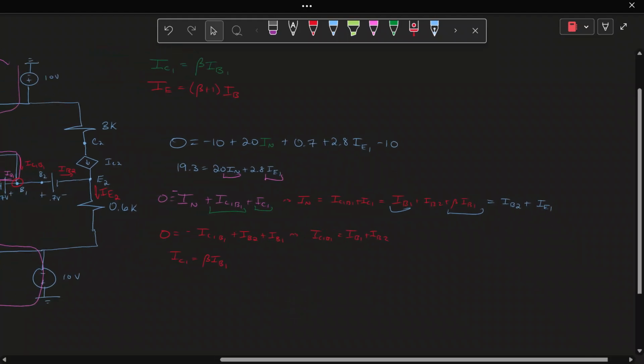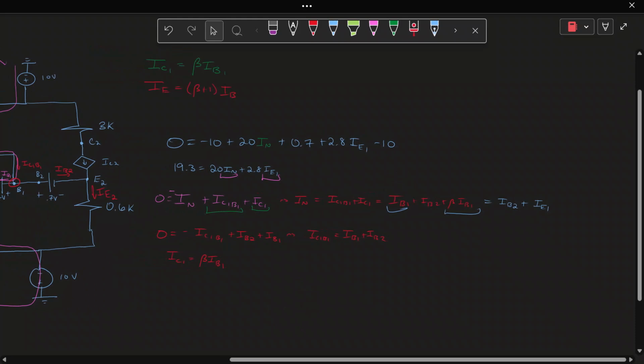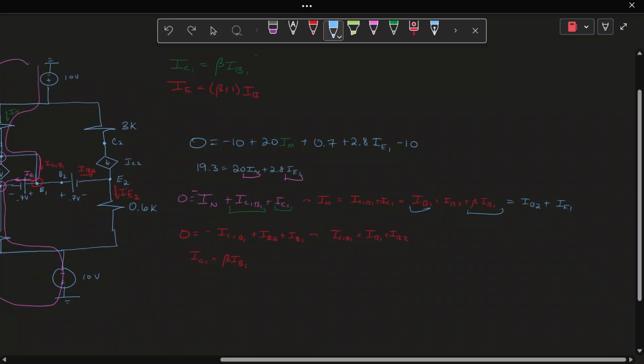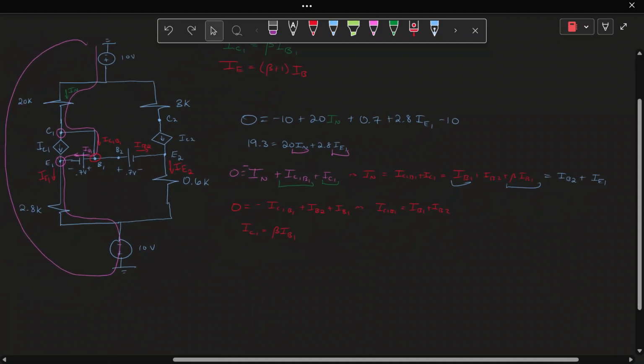Now why am I doing this? Well, if we looked before here, we have IN plus IE1. Now what we have is, we still have two equations and two unknowns, but it's now in terms of the base and emitter currents. Usually for transistor problems, if you're not given any other initial currents, it's best to find equations in terms of your base, collector, and emitter currents. Because you have these very easy relationships, you can start putting things together very easily.